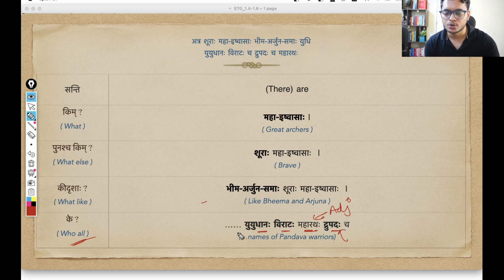Okay, let me start from the beginning. Yuyudhan. So Yuyudhan, this was again a warrior. He was also called Satyaki. And he was the chief of the Narayani Sena. And what was the Narayani Sena? So Narayani Sena belonged to the Yadav clan, the clan of Krishna, right? Shri Krishna. So Narayani Sena actually went to Kaurava side.